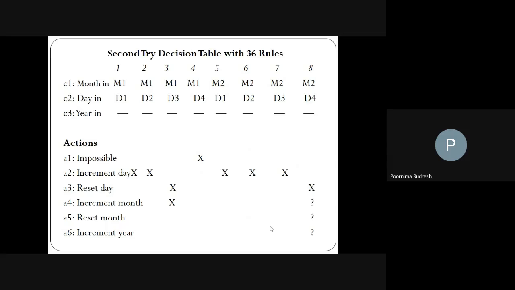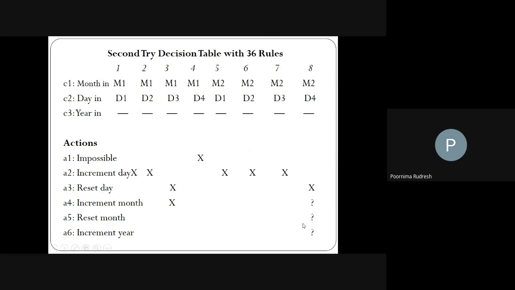Suppose I enter December 31st, then what happens there? For December 31st, the day is reset, the month is incremented, and the year is also incremented. That's why these three are put in the question mark, depending on the value of M2 and D4. We have to increment the month, we are resetting the month to January, and we are incrementing the year. So that is given for this.